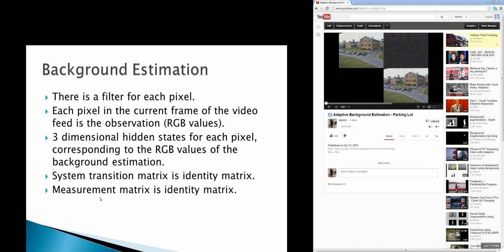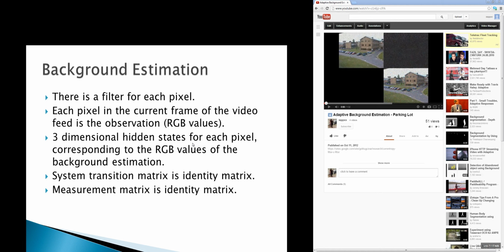I will show you a video of this background estimation. We use the Correntropy filter, as we said. The nice, very intrinsic property of the Correntropy filter is the resistance against outliers in the data. So what we have done, we took a video from the PETS 2001 dataset, the parking lot video, and we added salt and pepper noise to it.